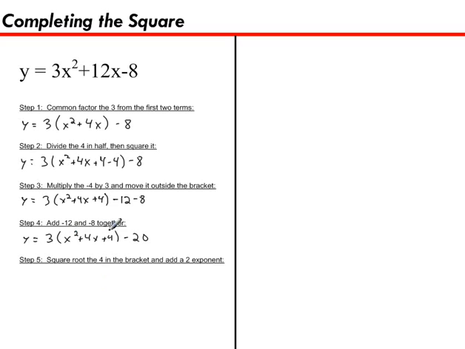Finally, I have a quadratic here inside of a bracket. It turns out to be a special kind of quadratic. It's a perfect square. And I can show that. I can simplify this by taking the square root of the number at the end. Let me show you what I mean.